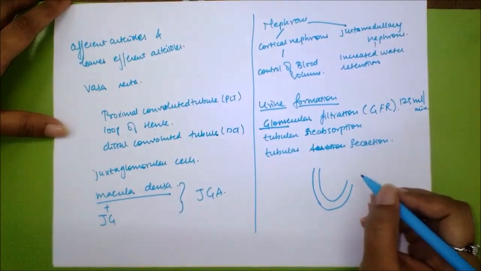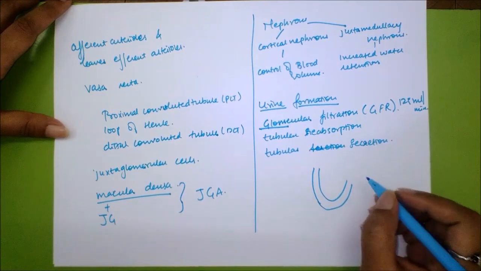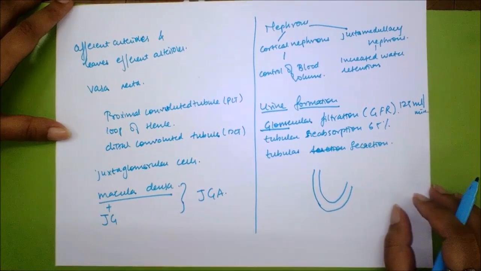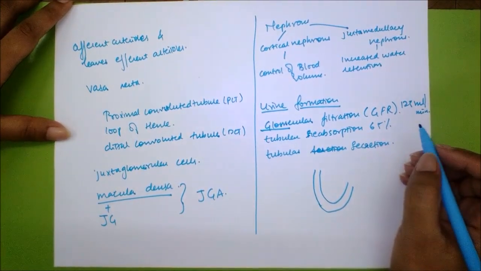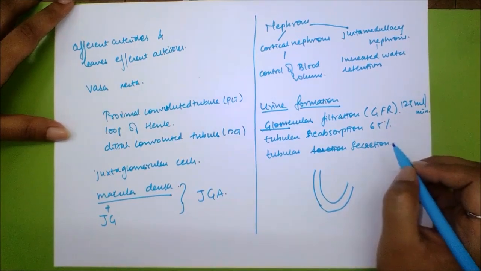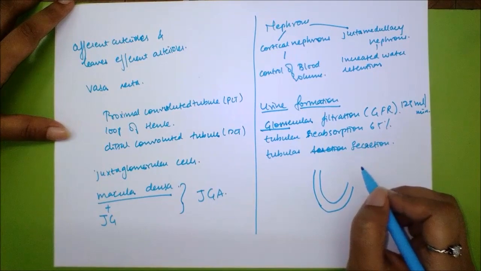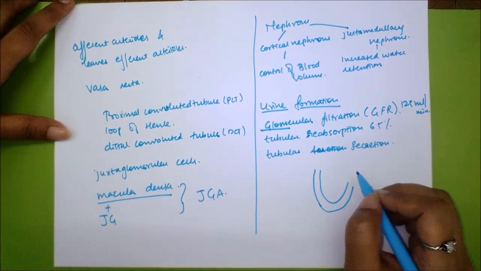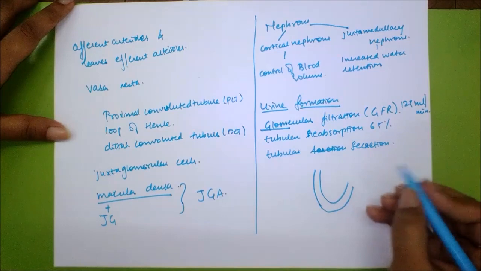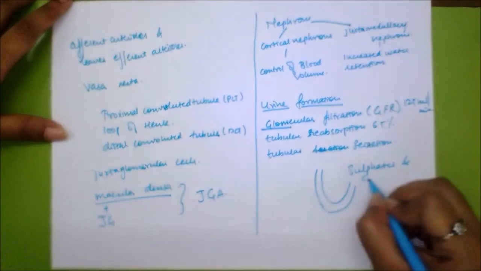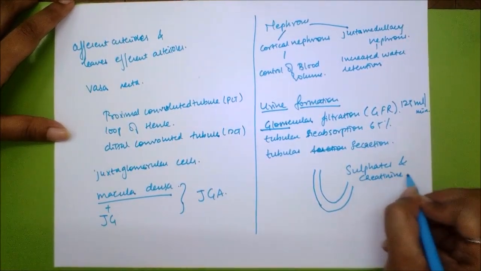About 65% of the glomerular filtrate is normally reabsorbed in the PCT, that is the proximal convoluted tubule. Before reaching the loop of Henle, glucose, amino acids, vitamins, hormones, sodium, potassium, chlorides, phosphate, bicarbonates, much of the water and some urea from the filtrate are absorbed. Sulfates and creatinine are never reabsorbed.